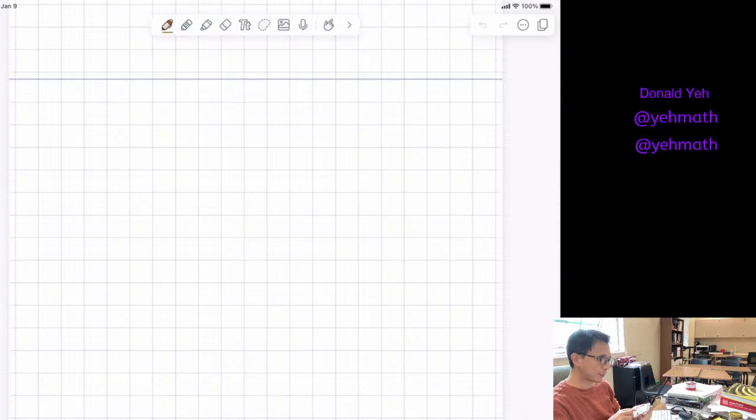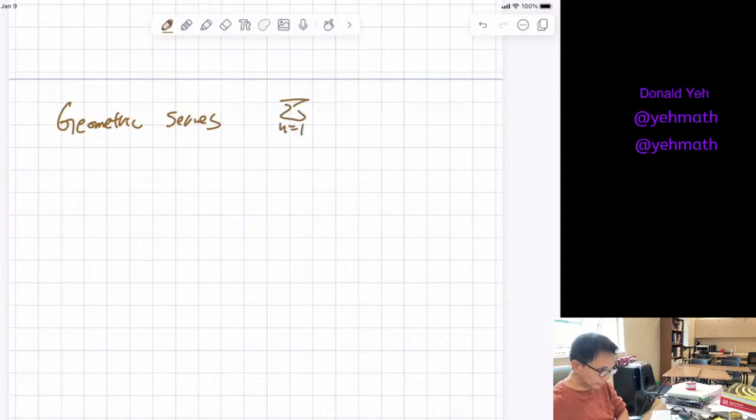So today we're going to talk about geometric series. But let's go back and talk about a long time ago. There was a geometric series formula, which is something that we're going to start with. So what is the geometric series formula? Geometric series is always the sum from n equal to 1 to infinity of a1 times r to the n minus 1.